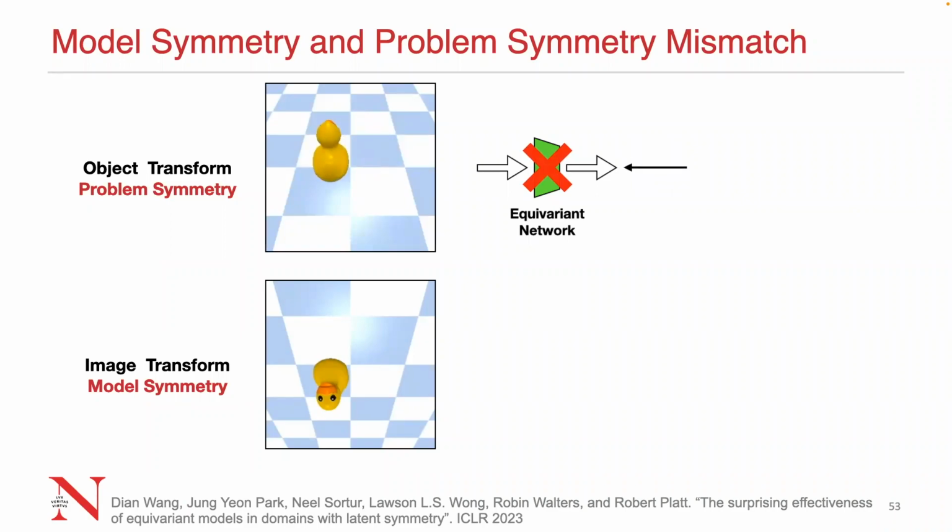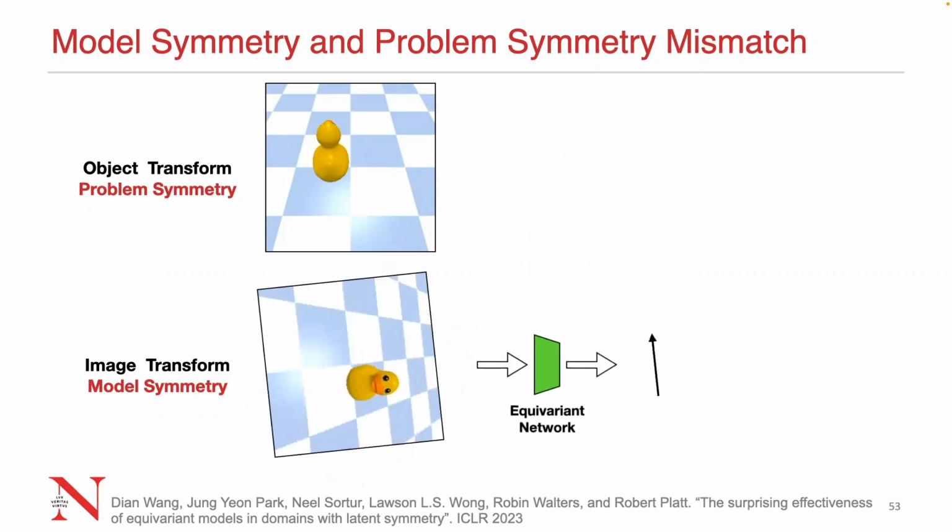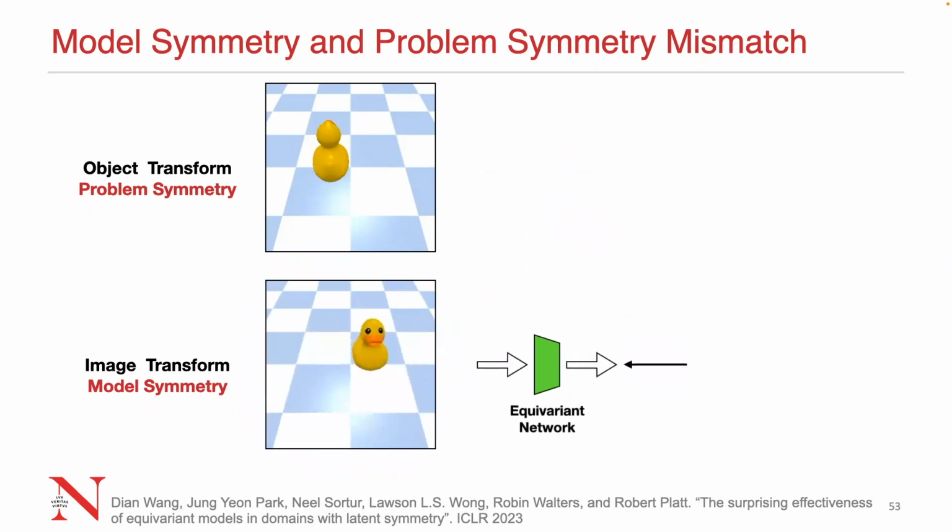Because we don't know what the input representation is, it's hard to write down the rotation of the dot in a side view image using some equations. But what we can still do is to use an equivariant network that's equivariant to image transformations. In this work, we found that even though there is a mismatch between our model symmetry and the problem symmetry, the equivariant network can still be very helpful. It can help a model to better learn the object transformations. So we will call this approach extrinsic equivariance.